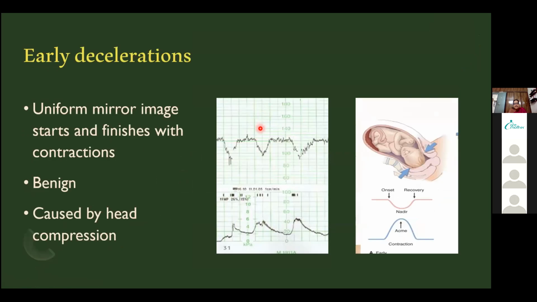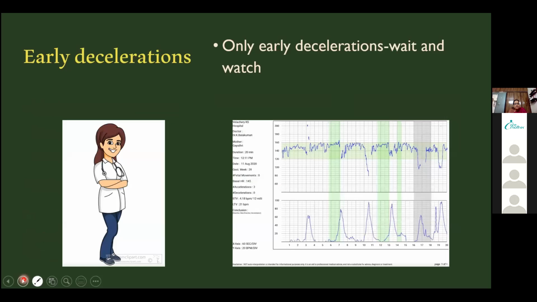Let us take the early deceleration. It is a uniform mirror image of the contractions. You see this? You can see that the nadir of the deceleration corresponds with the peak of the contraction, and this is usually due to head compression. It is benign and you really don't have to worry. You can relax, it is nothing to worry.